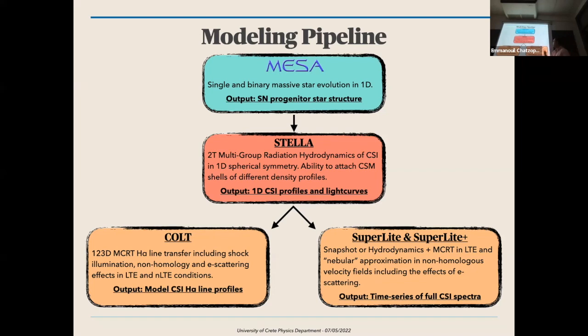Because what Superlight does now, it takes snapshots, profiles from Stella, and post-processes them. It's a snapshot post-processing code. It does a Monte Carlo in the LTE. Now we've added the nebular approximation and all the assumptions that go along with the non-homologous expansion velocity fields and electron scattering, and it gives you a model spectrum. Guru is going to talk more about his models tomorrow.